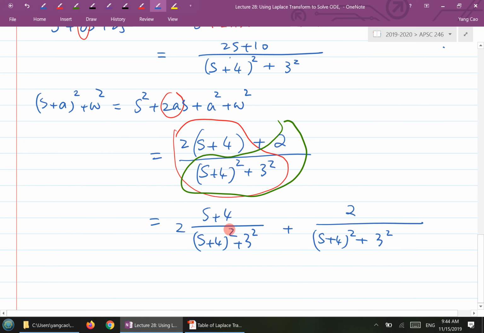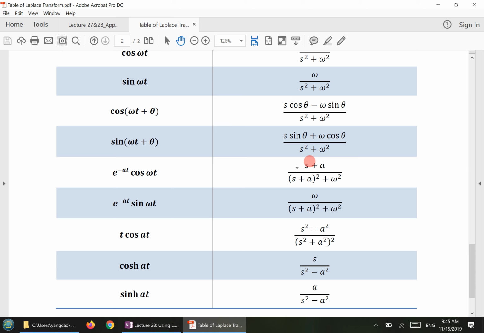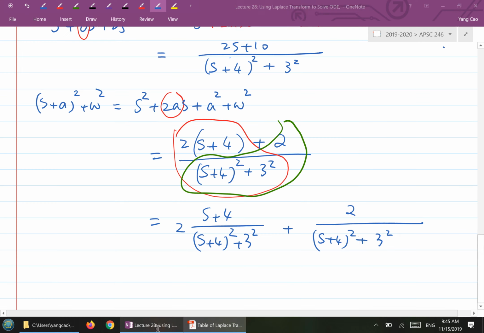This one, the first one, perfect. We don't need to do anything now. If I take the inverse Laplace of the first one, what am I going to get? I have this exactly in the same format. I'll get 2 times this, right? Yeah. But the second one here, this is 2 over this.